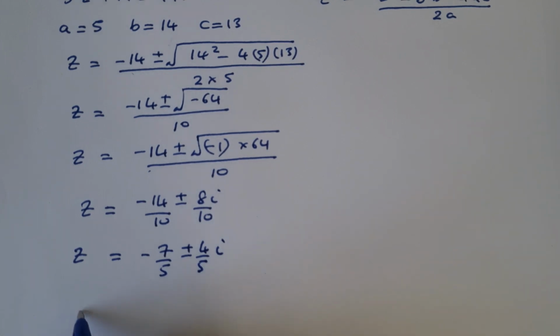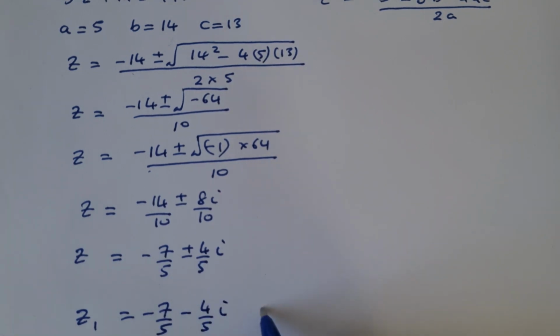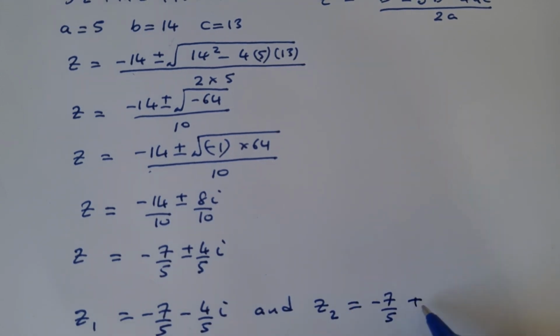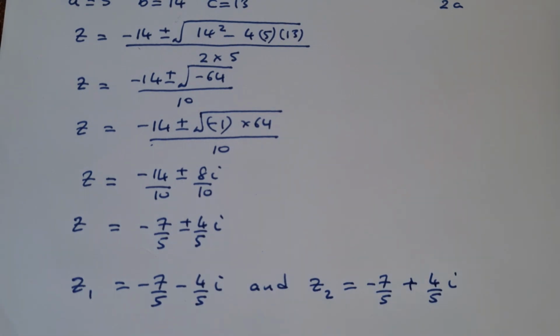You can write it as z1 is equal to negative 7 over 5 minus 4 over 5i, and you've got z2 as negative 7 over 5 plus 4 over 5i. So these are the two complex roots for this equation that involves complex numbers. I did talk about the application of surds to complex numbers.